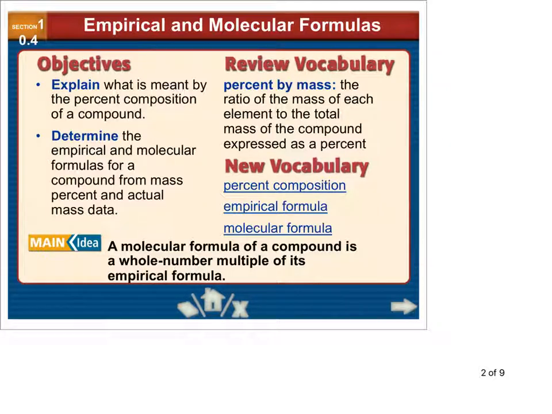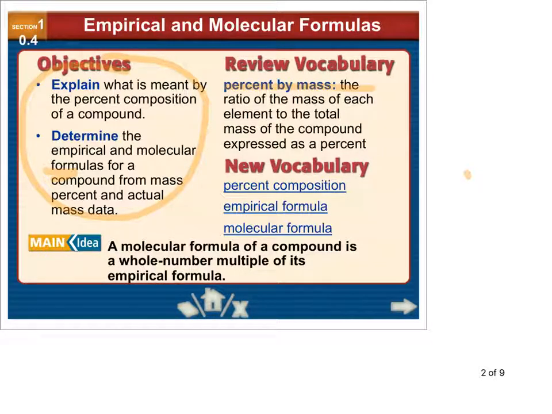In 10.4, things you should be understanding are our objectives: explain what is meant by the percent composition of a compound, and determine the empirical and molecular formulas of a compound from mass, percent, and actual mass data.